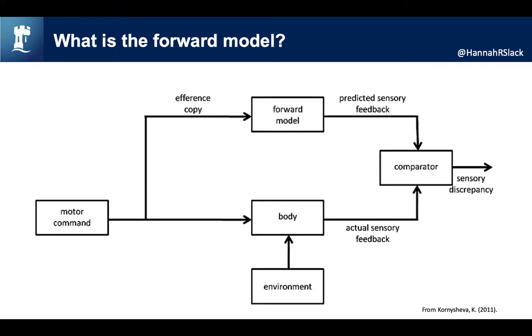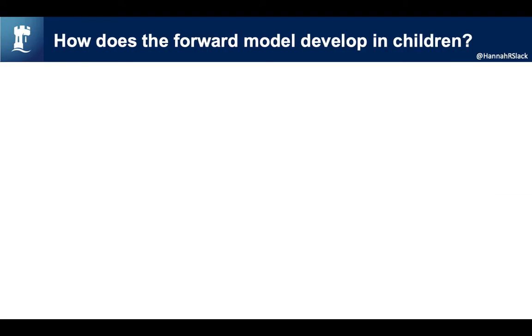So to recap, here's a graphical representation of this system. We start with the motor command, and an efference copy of this command is fed into the Ford model. The Ford model then forms predictions about what will happen as a result of that action, and then compares this prediction with what actually happened in our environment.